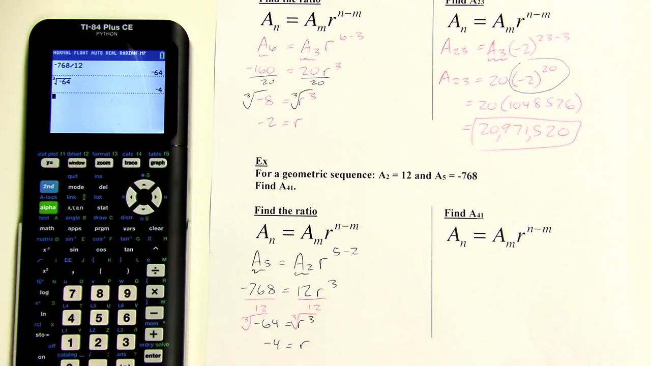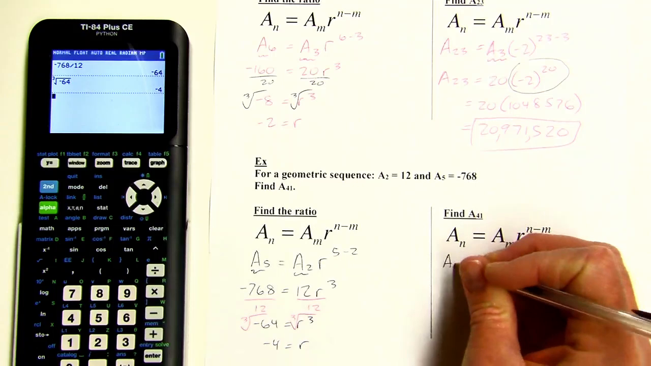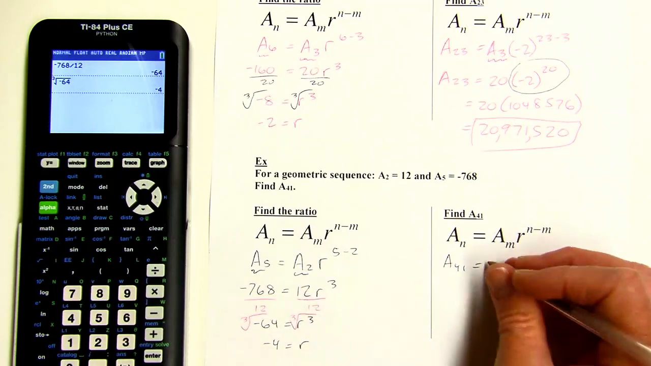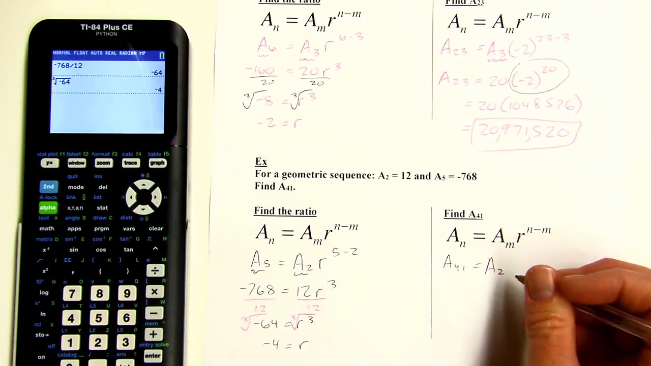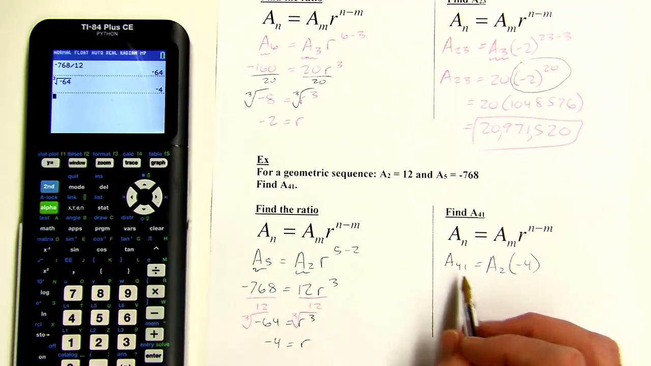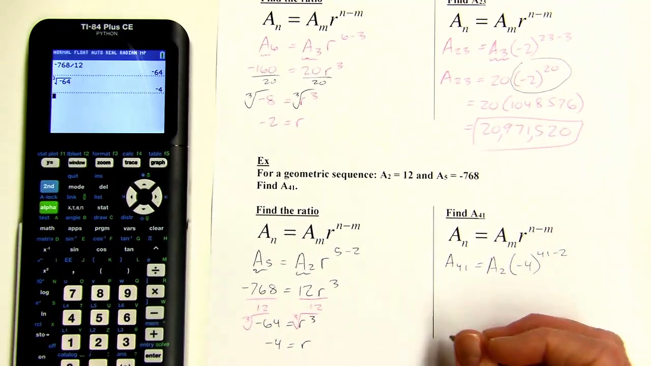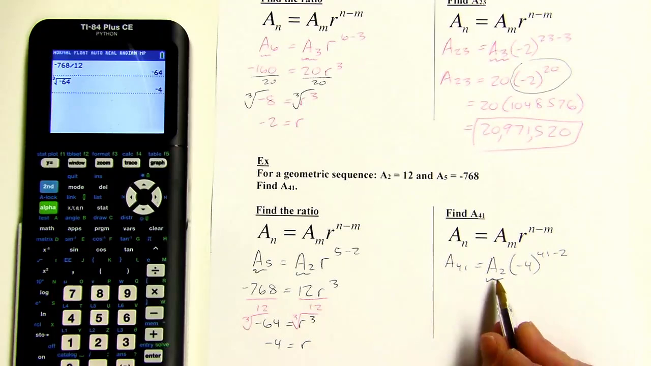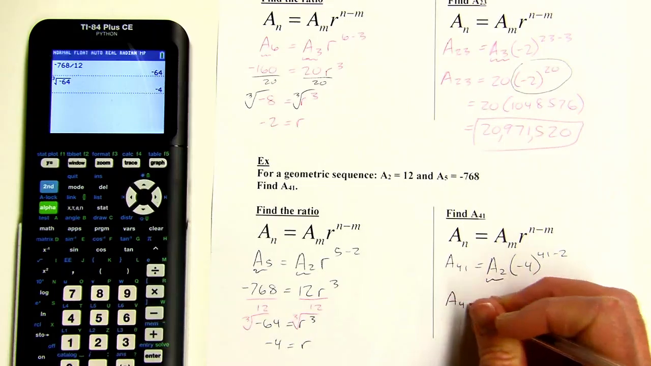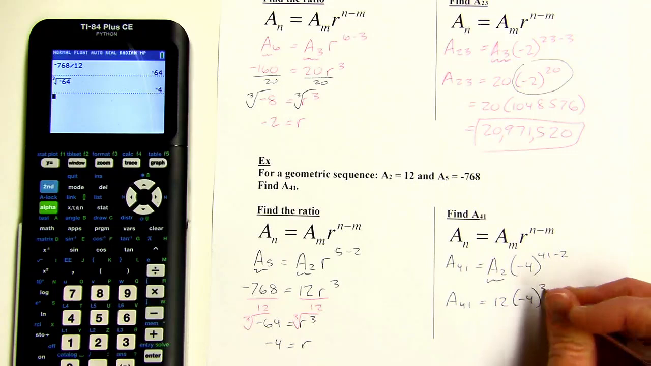And now I can move on to phase 2 over here. So I'm going to put a sub 41 over here, so that's isolated. A sub m, let's see, I had a sub 2 over there before. I'll stick with that. I'll use the actual ratio that I found on the left side here, negative 4. And then my exponent would be 41 minus 2. Okay? Next, I'm going to substitute in the value of a sub 2, which is 12. And I'll simplify the exponent.